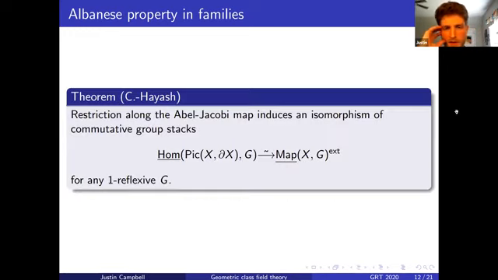And so we formulate our theorem thus. Restriction along the Jacobi map induces an isomorphism of commutative group stacks from the internal hom from the Jacobian into G to this modified mapping space of BGM extendable maps from X into G. And this holds for any one reflexive G.